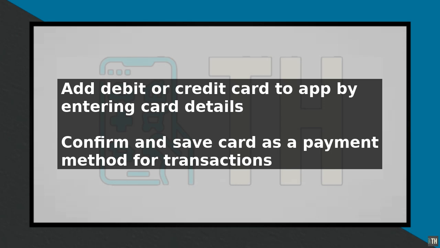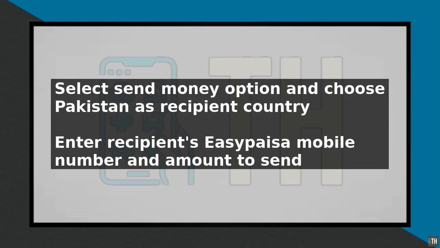Before completing the transaction, ensure that the recipient has an active Easypaisa account and that the mobile number is correct. The recipient will receive the money in their Easypaisa account, which can be used to pay bills, buy airtime, or withdraw cash from an ATM.